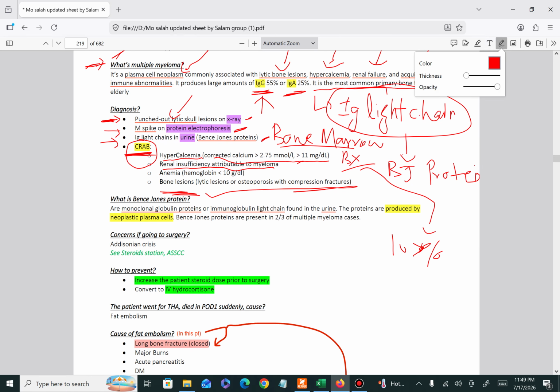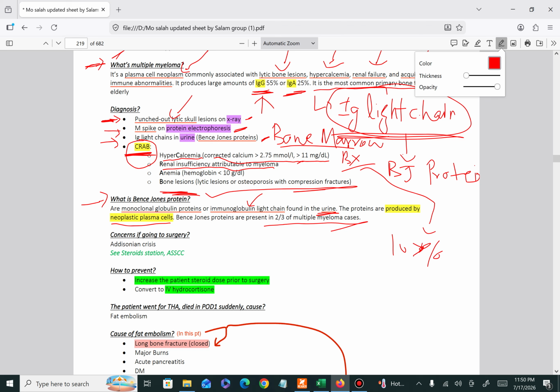Then what is Bence-Jones protein? We already discussed that it is immunoglobulin light chain. They are monoclonal globulin proteins, or immunoglobulin light chains, found in the urine. The proteins are produced by the neoplastic plasma cells. Bence-Jones proteins are present in two-thirds of multiple myeloma cases.